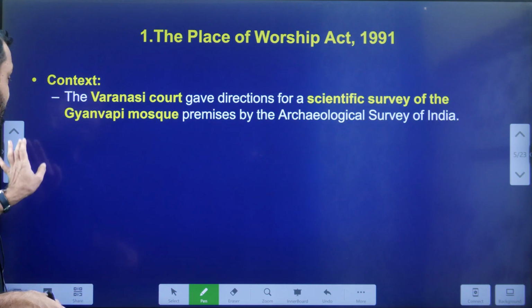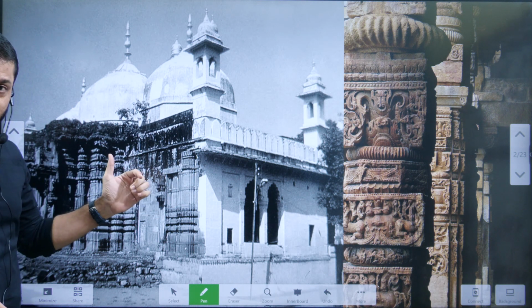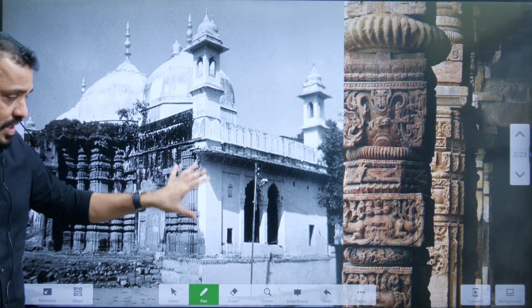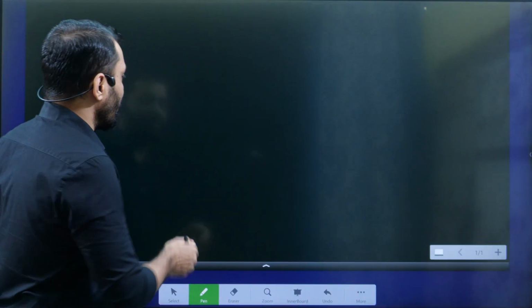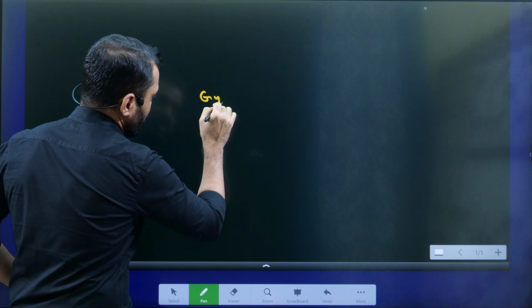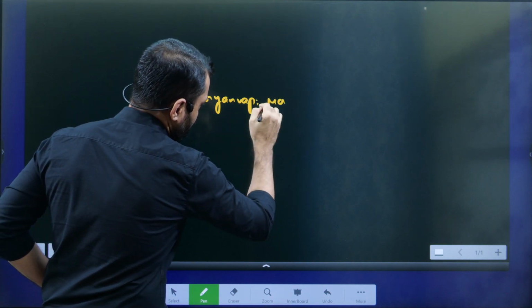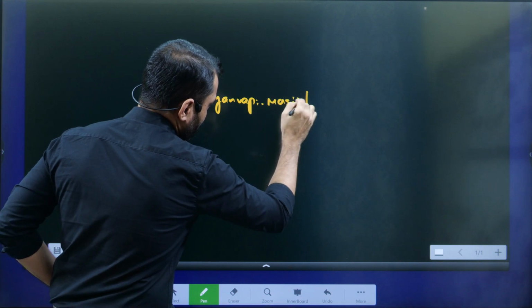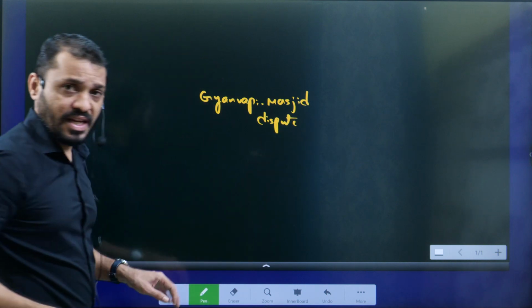Now, we are going to discuss the Gyanvapi Masjid case. First, let me briefly explain the issue, then we will come back to this. Gyanvapi Masjid row, or Masjid disputes. The simple facts. Let us go through the critical analysis.